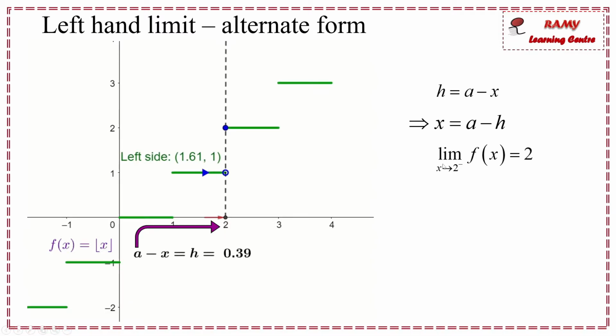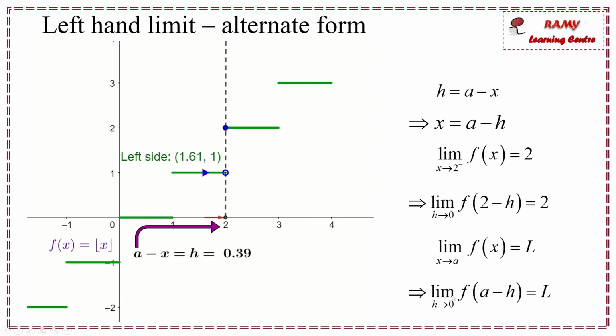Here limit x tending to 2 minus of f of x is equal to 2 implies that limit h tending to 0 of f of 2 minus h is equal to 2. Because as x tends to 2 minus, h tends to 0, and in this case x is equal to a minus h, that is 2 minus h. So, generally limit x tending to a minus of f of x is equal to L can be written as limit h tending to 0 of f of a minus h is equal to L.